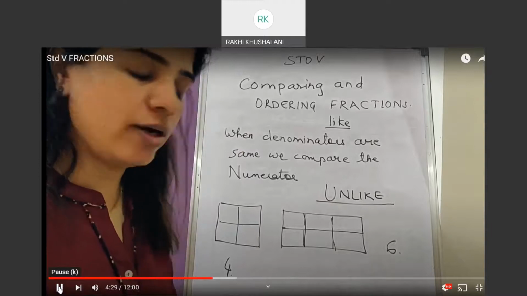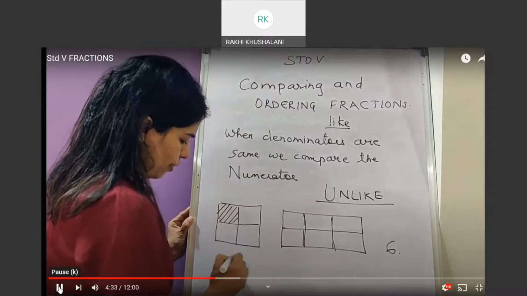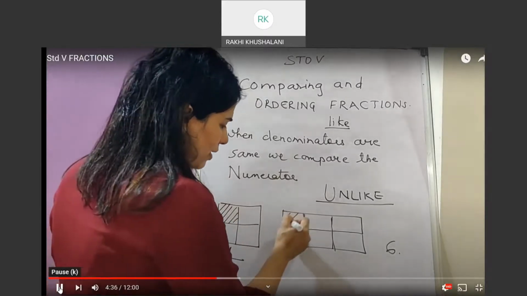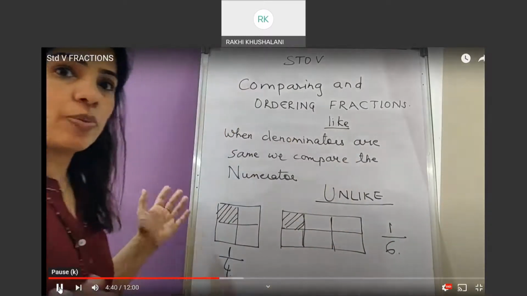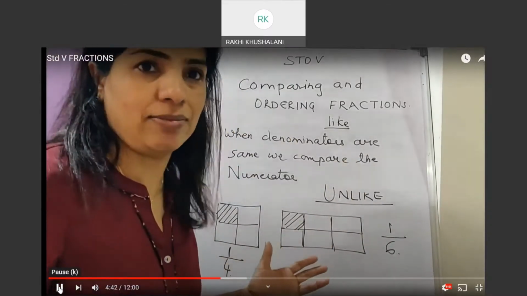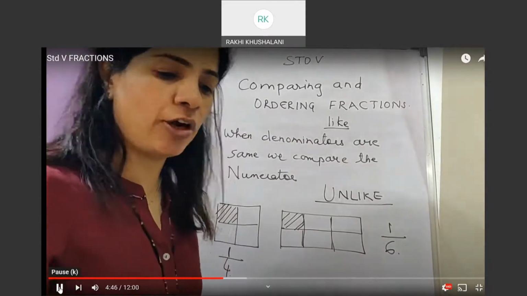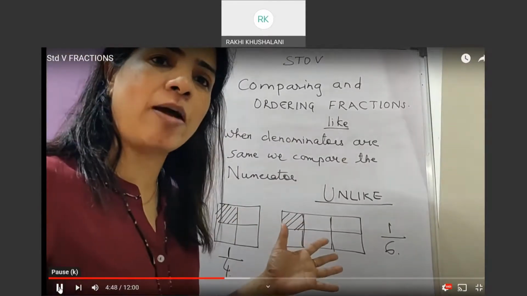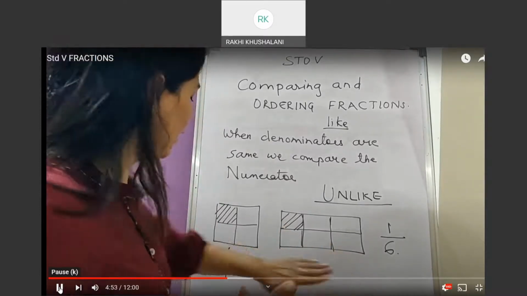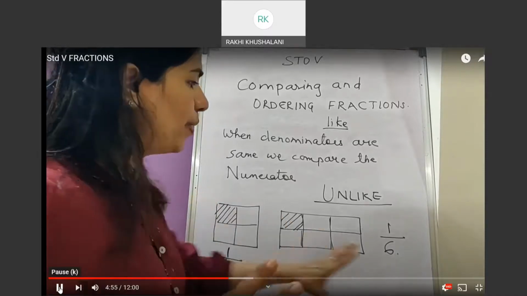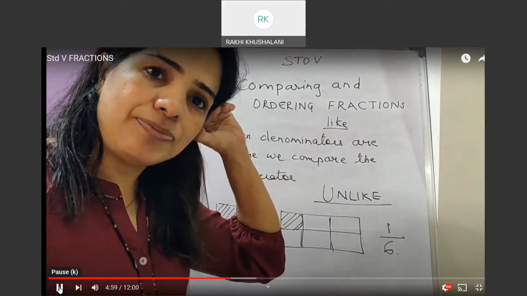Okay, so here I'm talking about one piece out of these, and again one piece out of this. A very different kind of comparison, where the denominators are completely different. You are talking about a completely different number of pieces. In that, the size of the box is also different. This is a rectangle, this is a square. This has 4 pieces, this has 6 pieces. So now, how will the comparison happen?